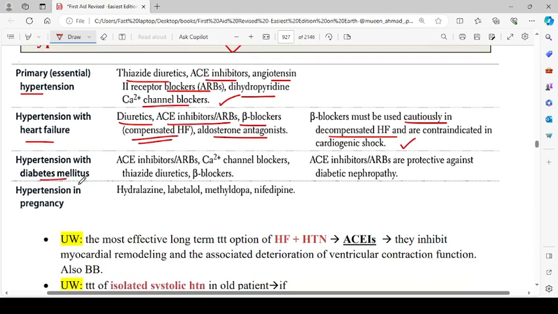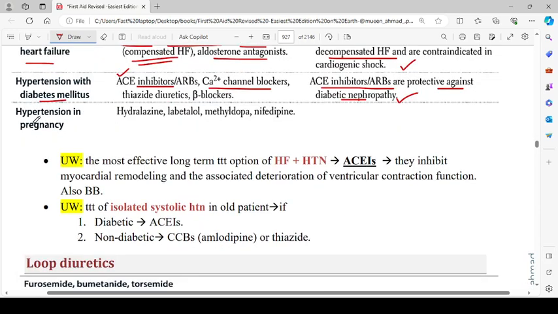Hypertension with diabetes mellitus: ACE inhibitors and angiotensin receptor blockers, calcium channel blockers. Yeah, because ACE inhibitors or angiotensin receptor blockers prevent diabetes-mediated mesangial proliferation, and thiazide diuretics and beta blockers. ACE inhibitors and angiotensin receptor blockers are protective against diabetic nephropathy. Hypertension in pregnancy: hydralazine, labetalol, methyldopa, and nifedipine.